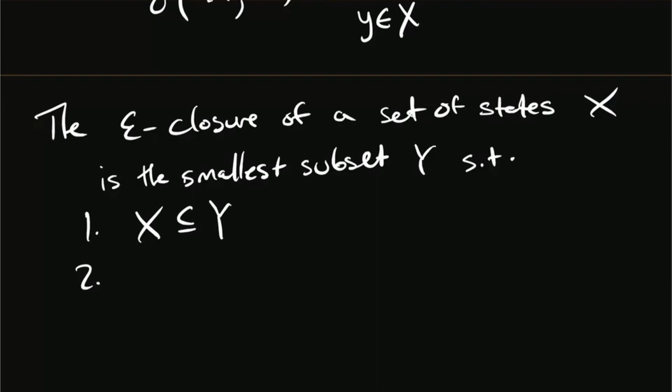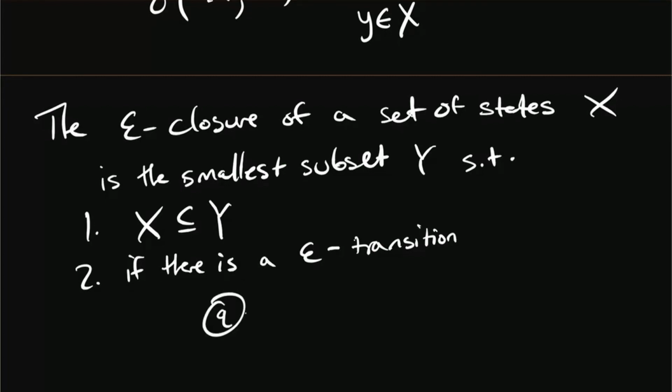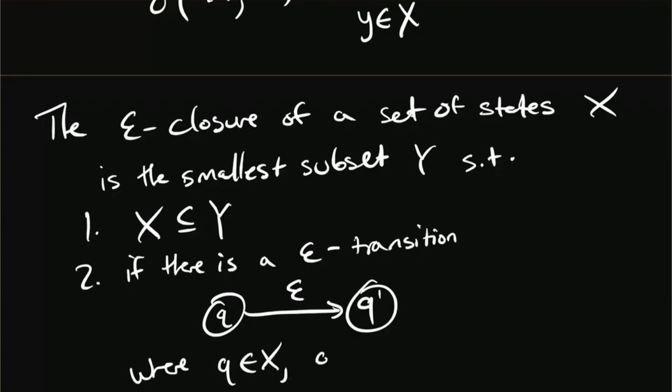A smallest subset Y such that if there is an epsilon transition, where we have some state Q having an epsilon transition to state Q prime, where Q is in X, Q prime is not in X, then Q prime is in Y. Yeah, I think that's fine. Making this up as we go.